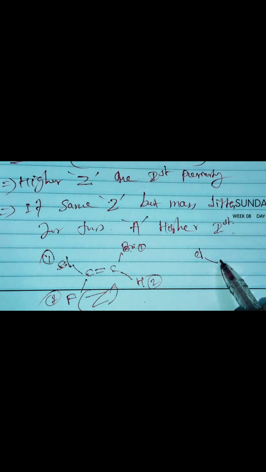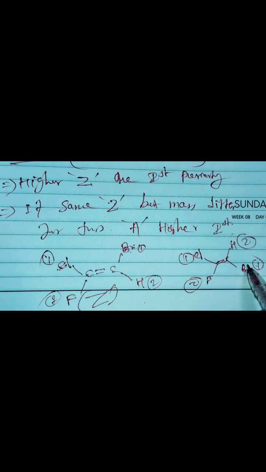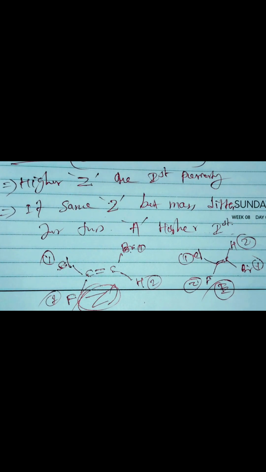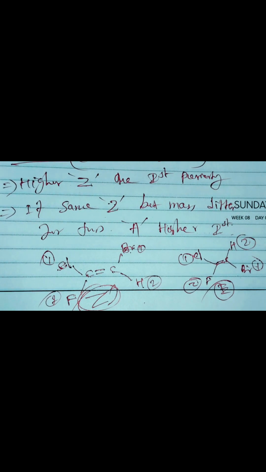Z means Zusammen. Zusammen means the same side. Similarly, as another example, I can write these molecules changing the configuration. So here is a hydrogen, here is a bromine, here is 1 2 1 2, and here 1 and 1 are in opposite directions. That's why this is the E isomer. E is for Entgegen. Entgegen means opposite direction.